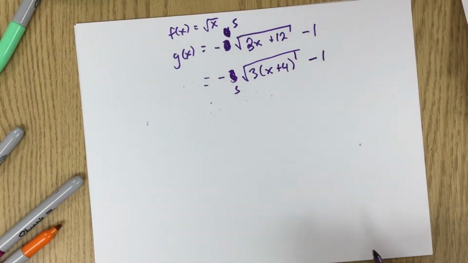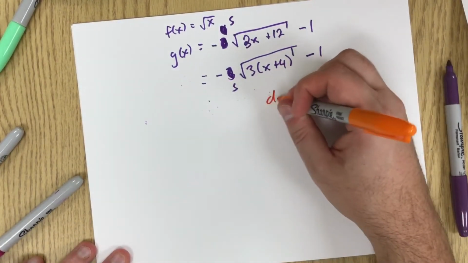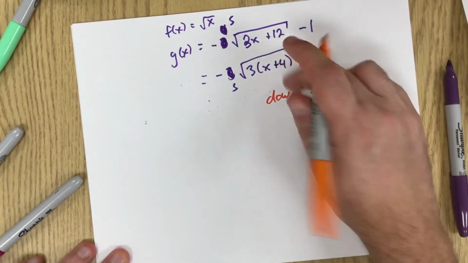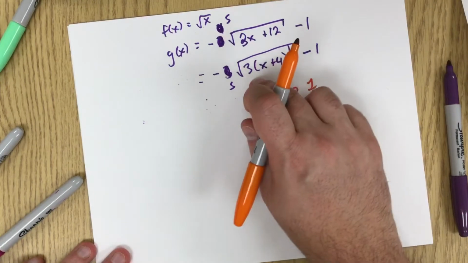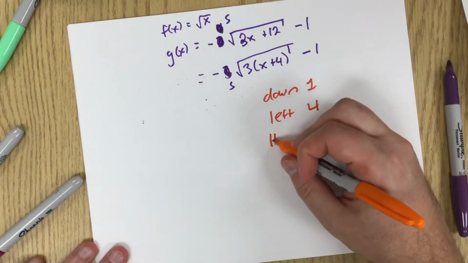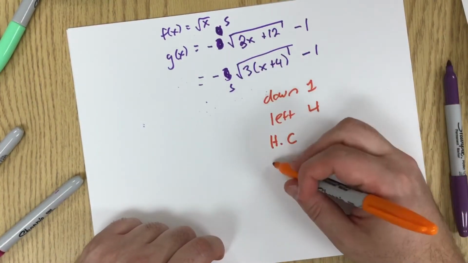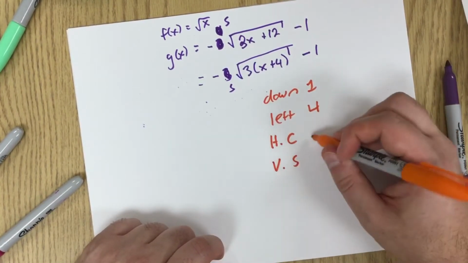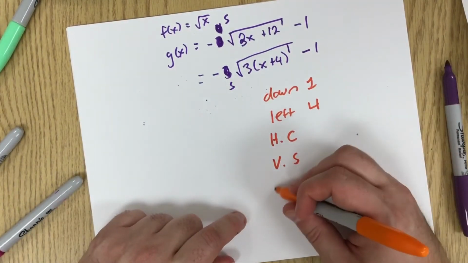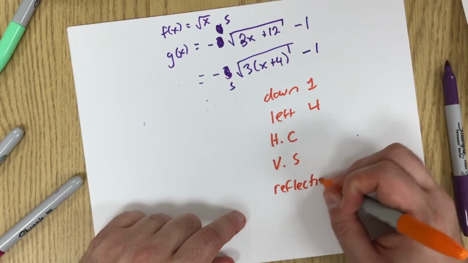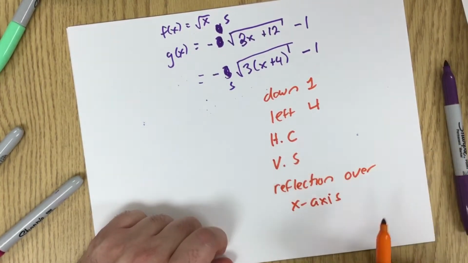So what do we have here? That's going to be down 1, left 4. That's 3. It's bigger than 1, so that's going to be a horizontal compression, a factor 3. The 5 is out, so it's going to be a vertical stretch, a factor 5. And the negative is part of the A thing, so it's also going to be a reflection over the x-axis.